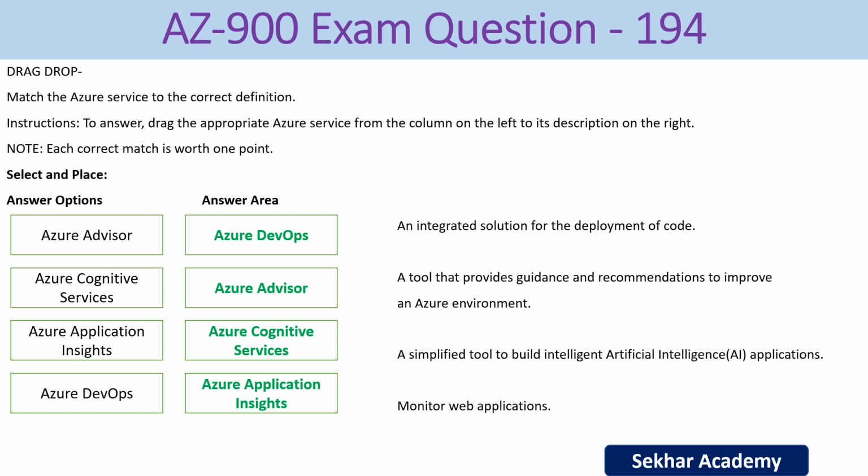And next one, a tool that provides guidance and recommendations to improve an Azure environment. So the right option here is Azure Advisor, where we can have such guidance and recommendations to take action on a particular issue. Next one, a simplified tool to build intelligent artificial intelligence applications. Since it is about artificial intelligence applications, the right answer is Azure Cognitive Services. And the last one, monitor web applications. So this will be under Azure Application Insights.